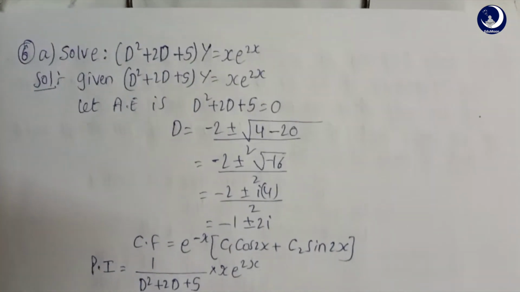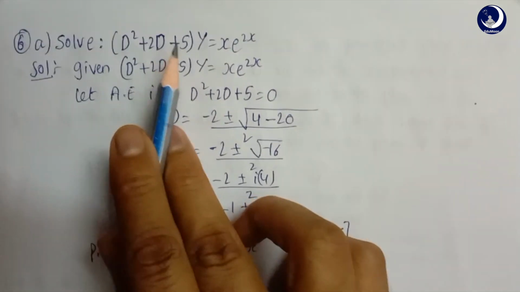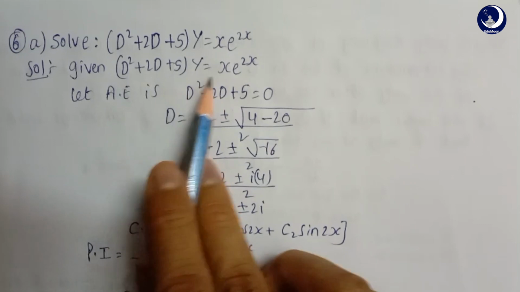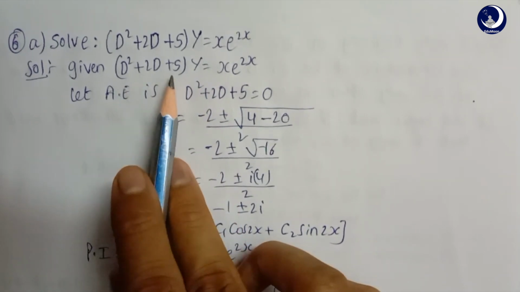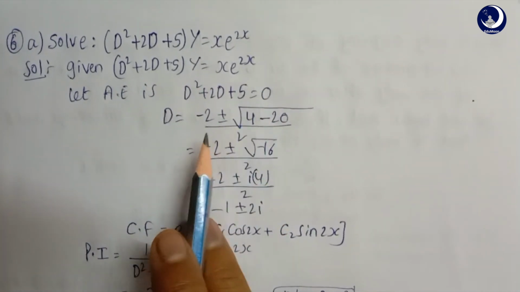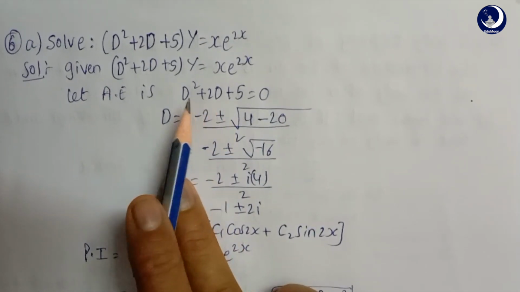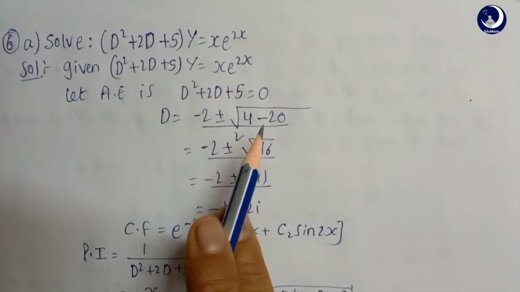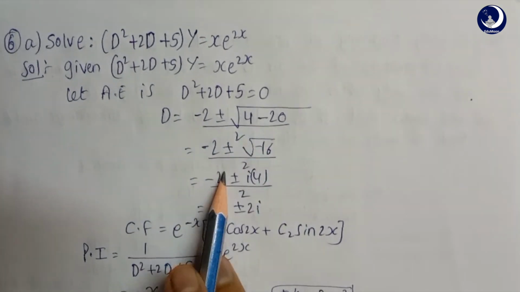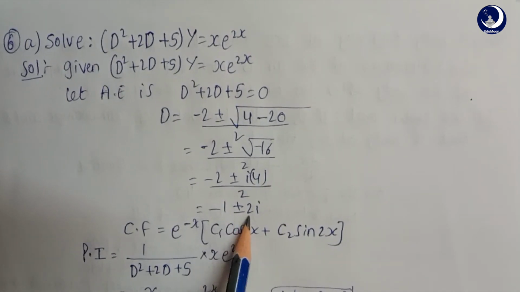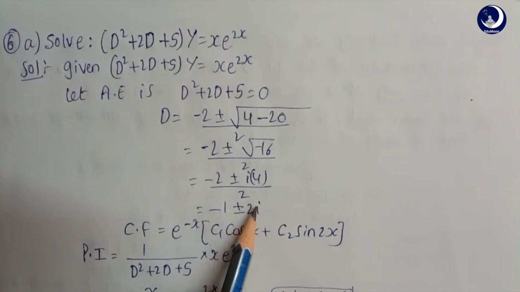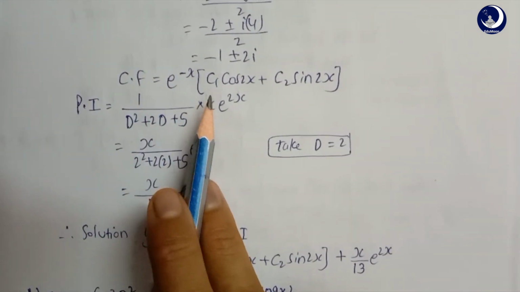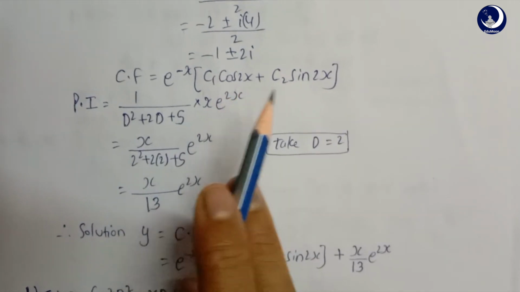Coming to the sixth question, solve d square plus 2d plus 5 into y equal to x into e power 2x. The given equation is this. Let us consider the auxiliary equation d square plus 2d plus 5 equal to 0. It is not directly solved by factorization, so I took the formula minus b plus or minus root over b square minus 4ac by 2a. By solving, I got complex roots minus 1 plus or minus 2i. Here minus 1 is the real part, and 2 is the imaginary part. Then the complementary function is e power minus x into c1 cos 2x plus c2 sin 2x.